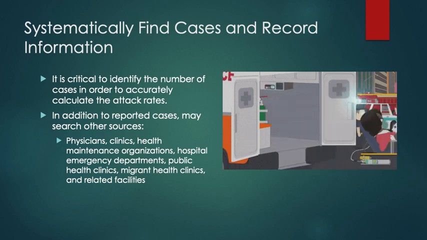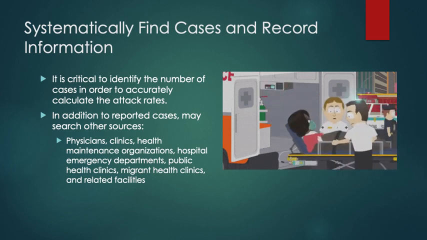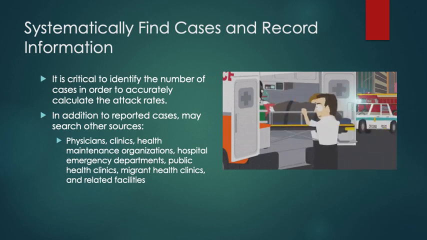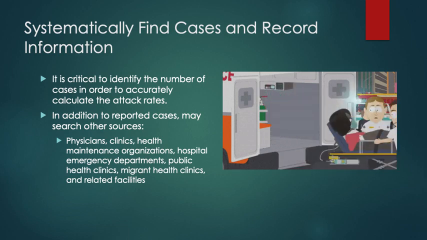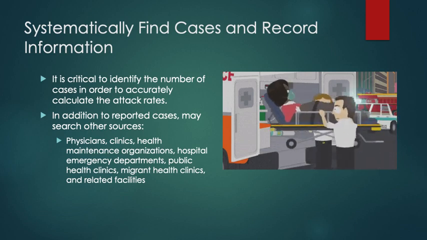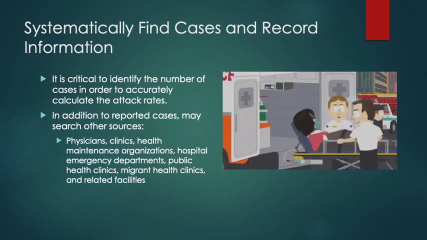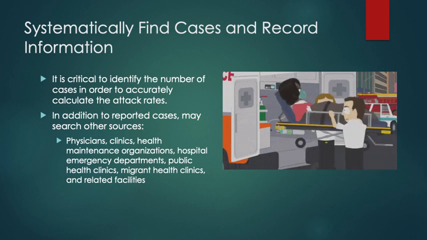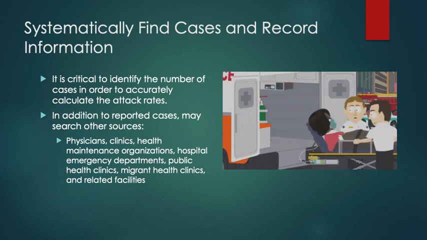Because once we have defined a case, we then begin to record information. And it is critical that we identify the number of cases accurately so that we can accurately calculate the attack rates. We need to know how fast a disease is spreading and how quickly it is moving through a population. Now, in addition to the reported cases, we may also reach out to physicians, clinicians, other health organizations such as emergency room departments, public health clinics, in order to determine whether or not they have seen people with these symptoms so that we can determine whether or not they meet the criteria for a case.